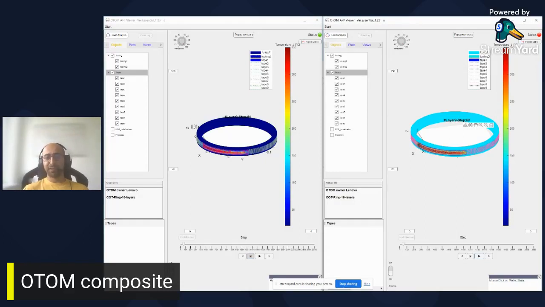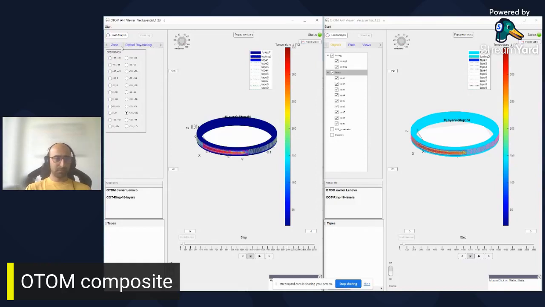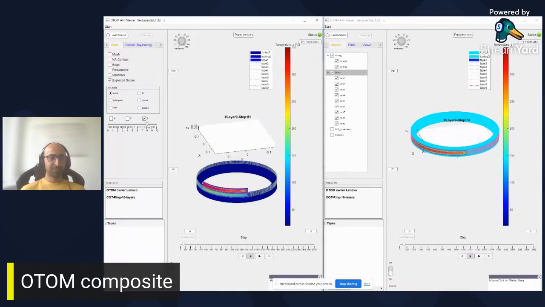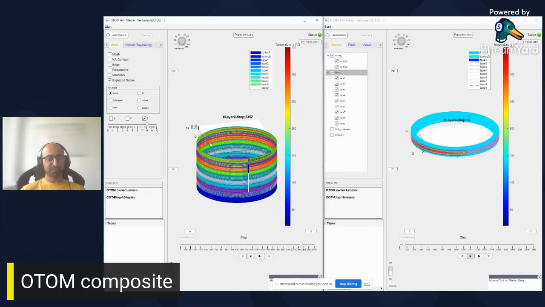So there would be 9 layers of thermoplastic tape on top of each other. And to see the layers, you could also go to the zone and exploded scene, and you will see all of these layers which are being built. And for the other side, you could also do the same.